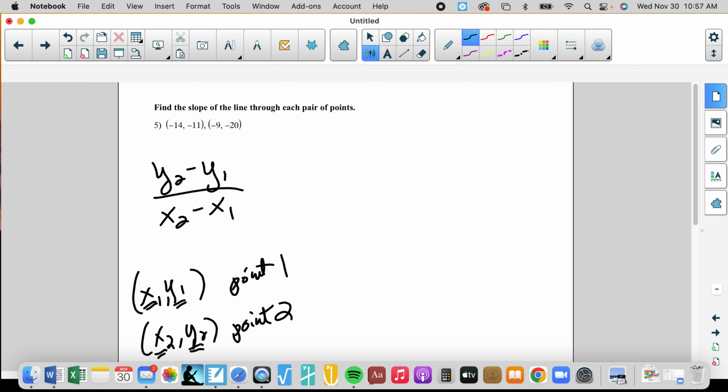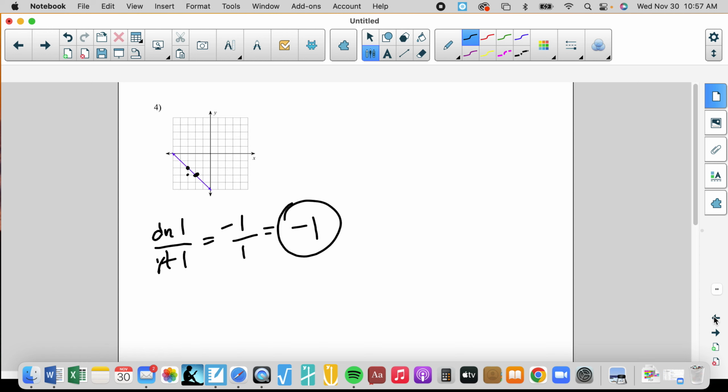This is the y value in the second point. We're going to name this point 1. That's a horrible way of writing point 1. This is going to be point 1. This is going to be point 2. It doesn't matter. It could be the other way around, much like it didn't matter if we started with this point and went to that point or whatever. So we could start with either one.